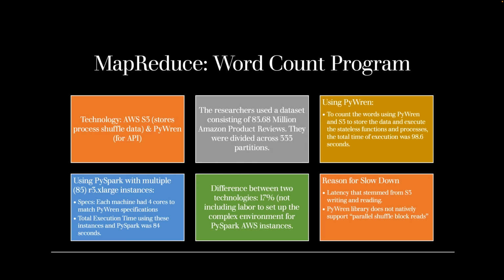As you can clearly see from these findings, the difference was only 17%. And the important thing is this difference does not include the intensive labor it takes to set up a complex 85-machine cluster computing environment using PySpark with AWS. The reasons for the slowdowns that the authors came up with were, number one, the latency that stemmed from S3 writing and reading, and also that the PyWren library does not natively support parallel shuffle block reads.